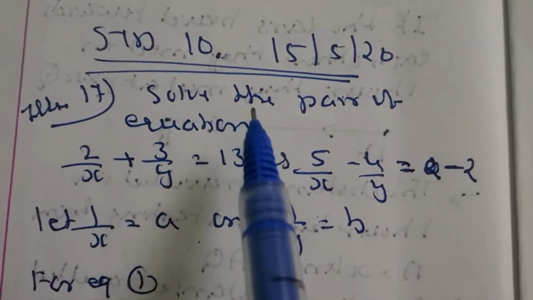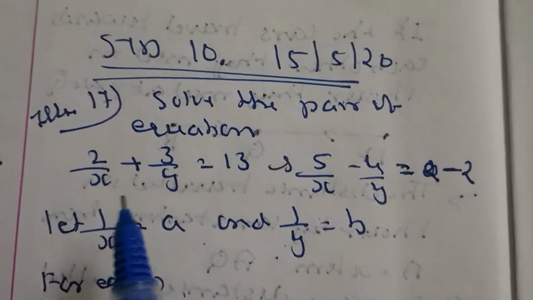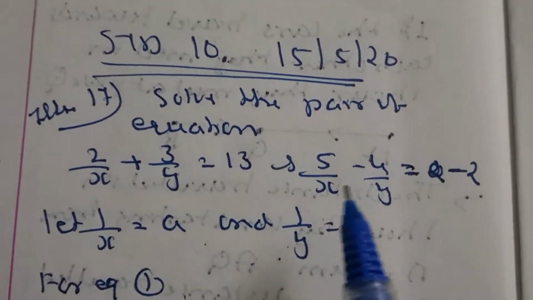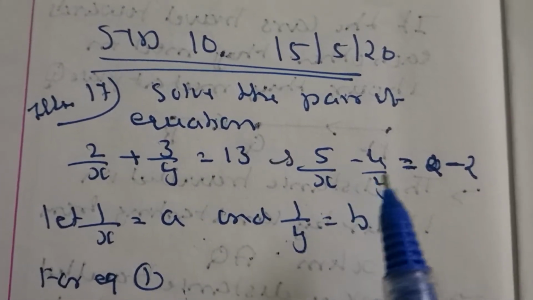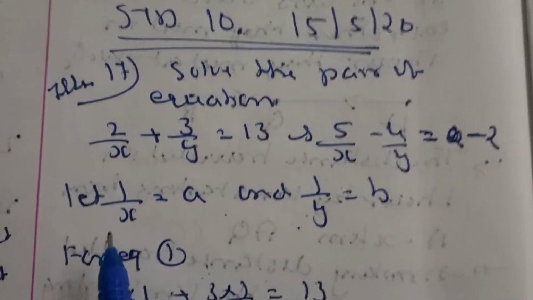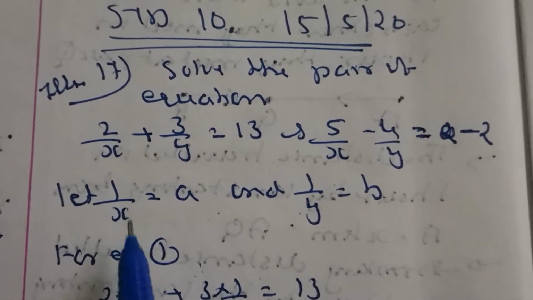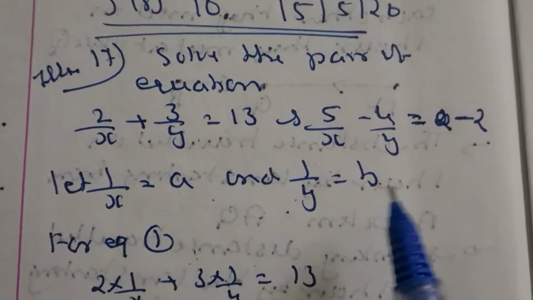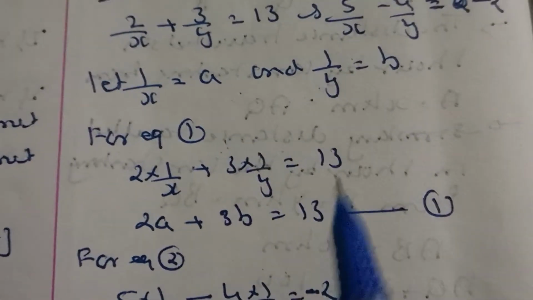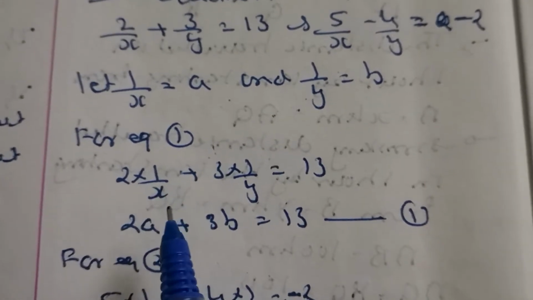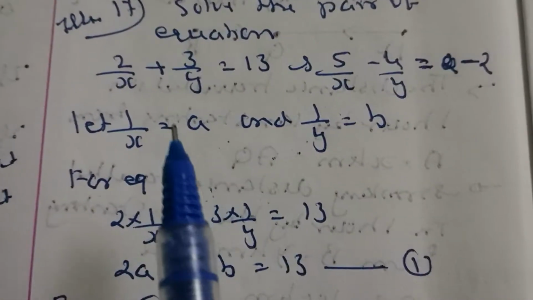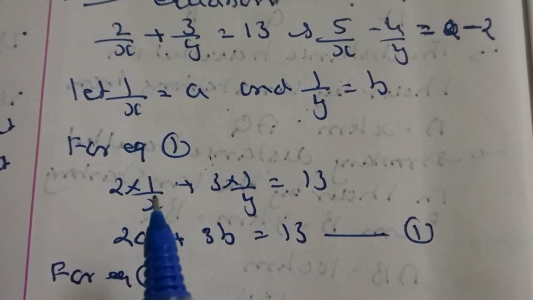Illustration 17. Solve the pair of equations: 2 upon x plus 3 upon y is equal to 13, and 5 upon x minus 4 upon y is equal to minus 2. Dear friends, here we are going to assume 1 upon x is equal to a and 1 upon y is equal to b. So for equation 1, 2 into 1 upon x plus 3 into 1 upon y is equal to 13. The same equation I have written in a different form.